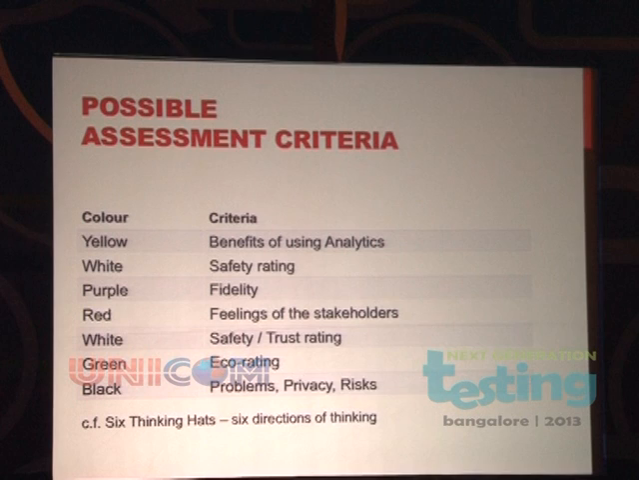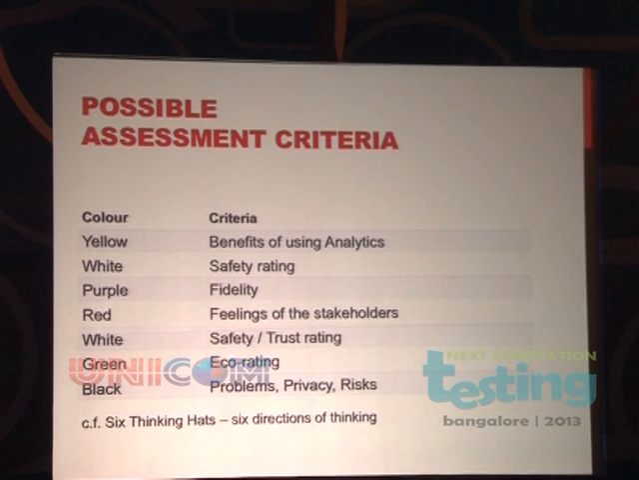Here's some suggestions for the assessment criteria, the validation side of it. The colors come from this concept called Six Thinking Hats. It's popularized by a guy called Edward de Bono. I've talked about it in the years gone by. You can watch boring videos of me online if you care. So yellow is sunshine. So what are the benefits of using analytics? This is where we start from. If it has no benefits to us, why do we bother using it? White, what I consider a safety rating. Can I trust this library not to do bad things? Purple, fidelity. Purple is the color of the king. So ultimately, the king wants the truth out of this.